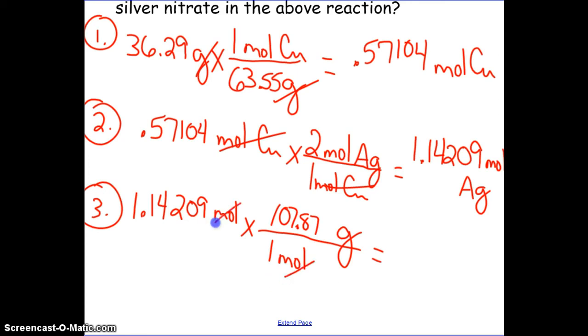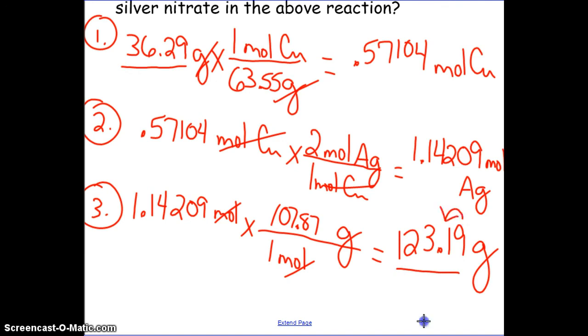So you got 1.14209 times 107.87, and that gives you 123.19. Okay? And that's grams. Now you need a sig fig. So you got 4 sig figs there. There's your 4. The 9 makes the 1 round up to a 2, so your answer is 123.2 grams. Okay? And that's how you do it, step by step.